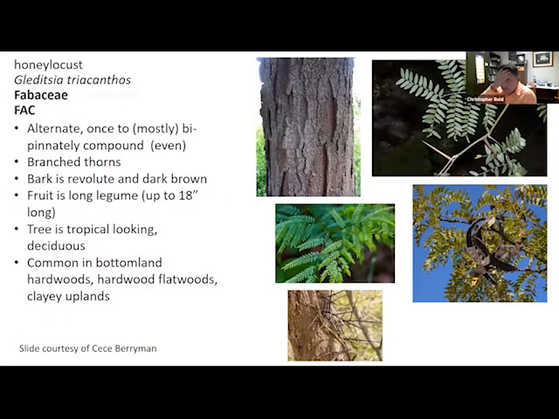I had written midterm exams for dendrology this week, and as a bonus, I had everybody list their favorite tree that we've covered so far, and most of them said honey locust. So honey locust is a cool looking tree. The bark is kind of peeling off in these stiff plates. The term for that is revolute bark.